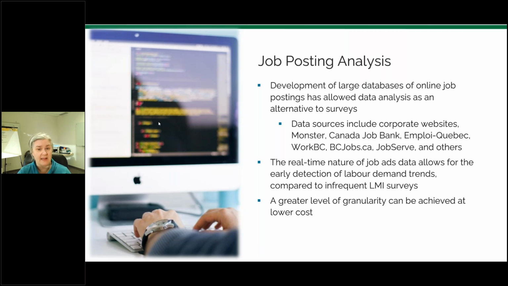Another benefit is that we can do this on a quarterly basis. So we can provide the most recent or most up-to-date data rather than doing it, say, annually or even every couple of years through infrequent LMI surveys. And then it's also possible for us to achieve more granular information, because we're not dealing with just a small sample of companies. We're looking at the entire population of job postings across the board, across Canada.